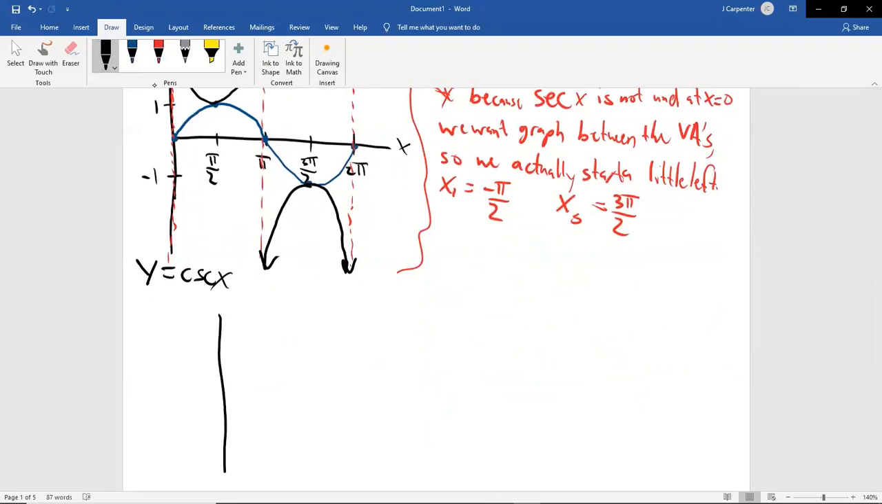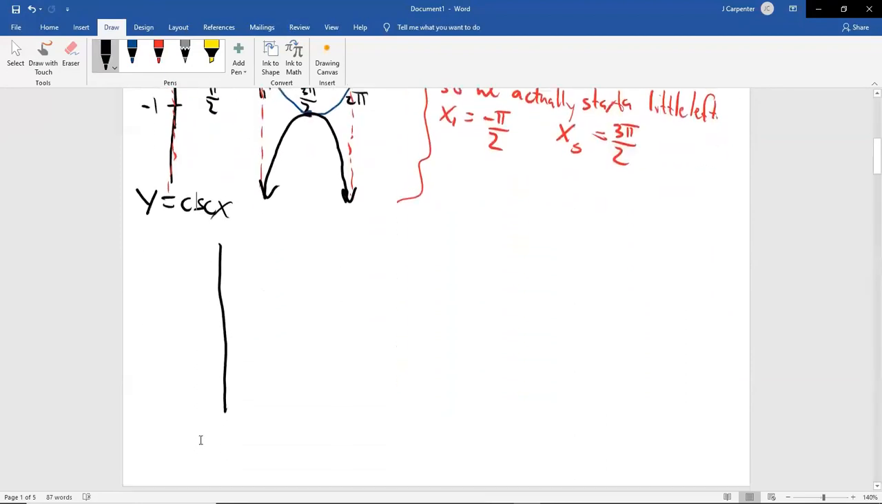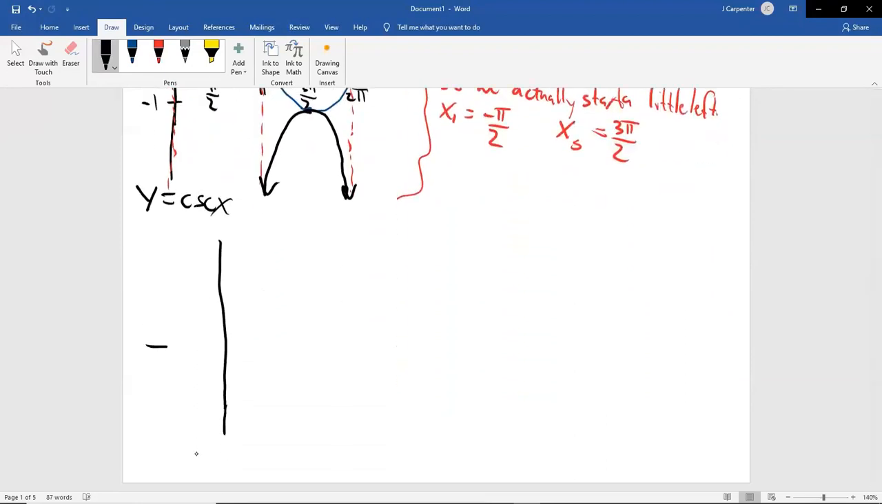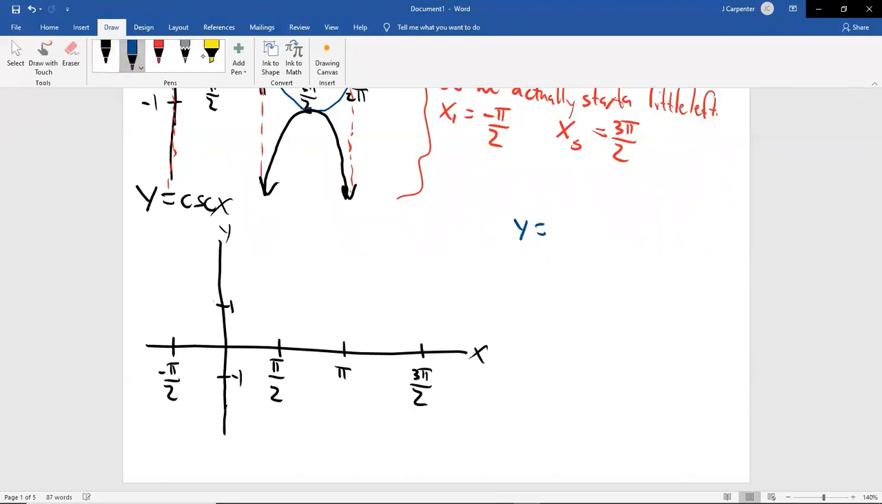So we're going to start a little to the left. I want to try and go about the same vertical distance, so these are scaled similarly. So we're going to start a little to the left at negative pi over 2. And then I'm going to have to do this a little more carefully. Pi over 2. Then this would be pi. And this would be about 3 pi over 2. So our heights of 1 and negative 1.